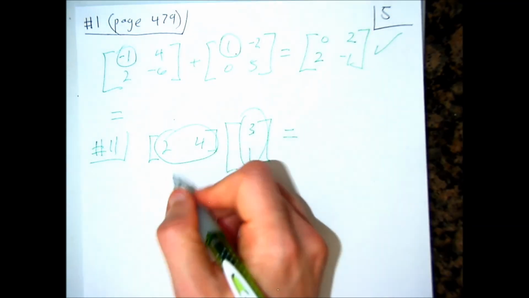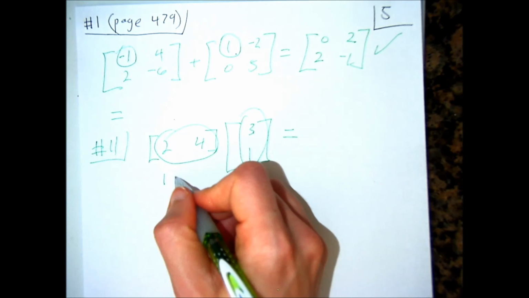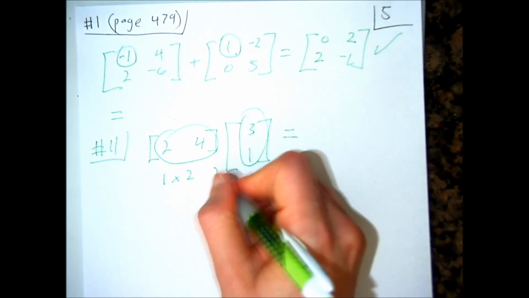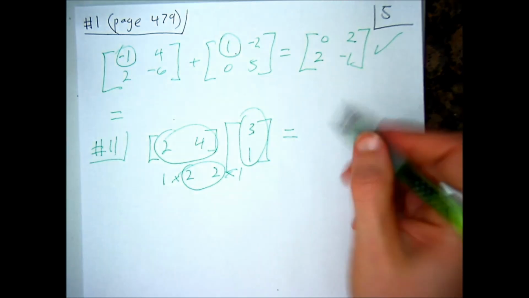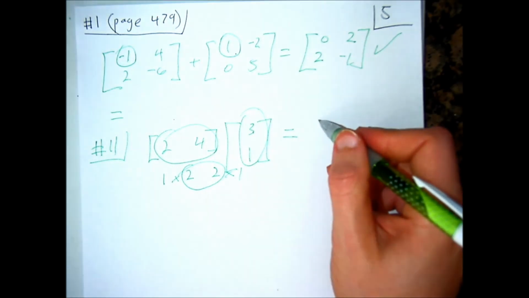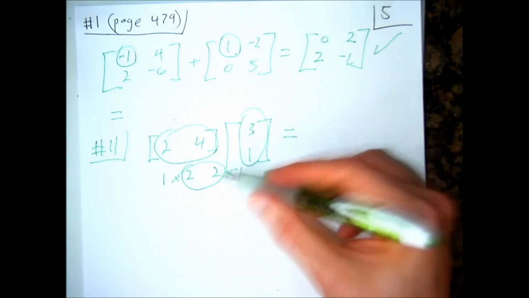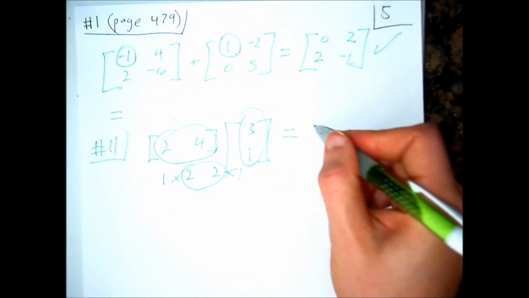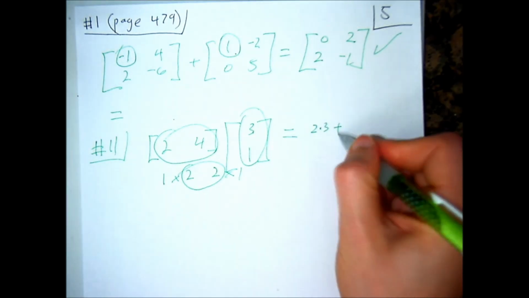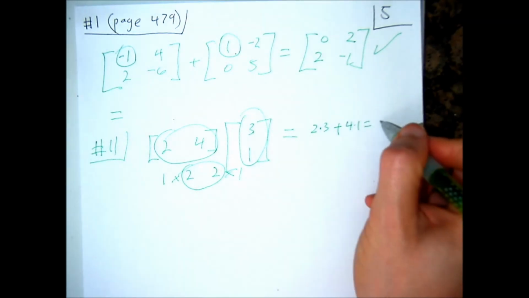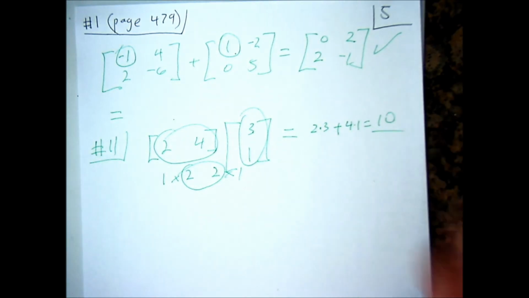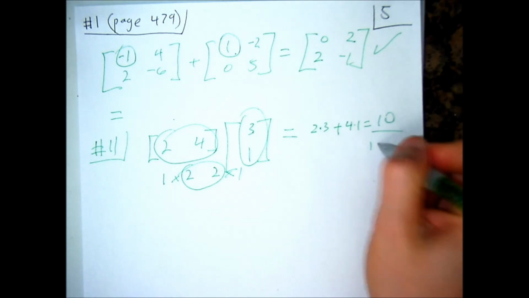This is a 1 row by 2 column matrix. This is a 2 row by 1 column matrix. So these numbers match, so we can do it. So let's do it. And we're going to end up with just a number. So this is 2 times 3 plus 4 times 1, which is going to give me 10. So that's my answer. And you could say that's a 1 by 1 matrix. It really is just a number.